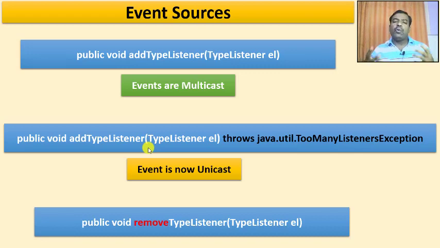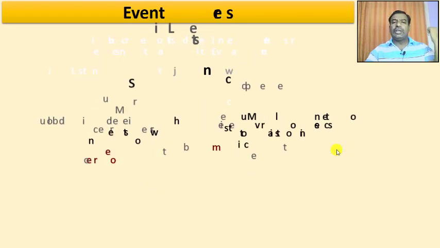What if I don't want this listener to handle my event? I want another listener which will be capable of handling the same event. In that case, you can unregister a listener from an object source. To unregister, we use the function remove type listener, which removes any type of event listener from an object. So there are three functions you can use, either to register or to unregister. And this is just an add-on showing how you can make any object unicast.